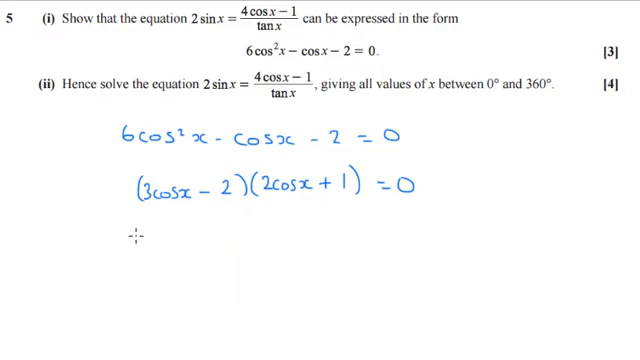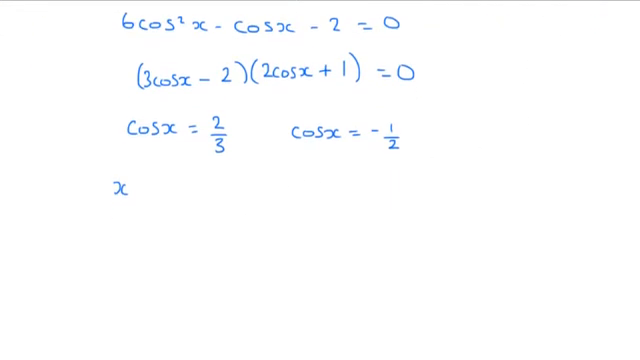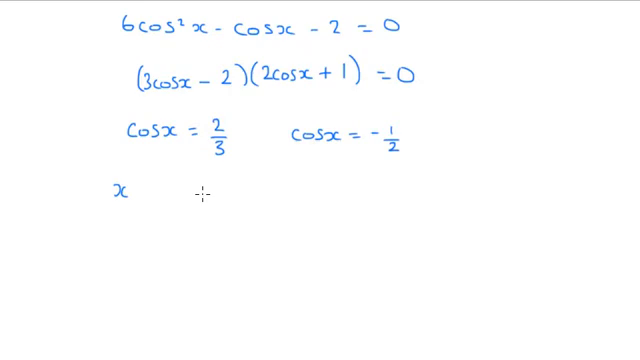And then from there we can say that that means cos x is either 2 over 3, or cos x is negative a half. So each of these solutions here are both going to generate 2 actual solutions for x within the range 0 to 360. First one we'll get from our calculator. So the inverse cos of 2/3 is 48.2.